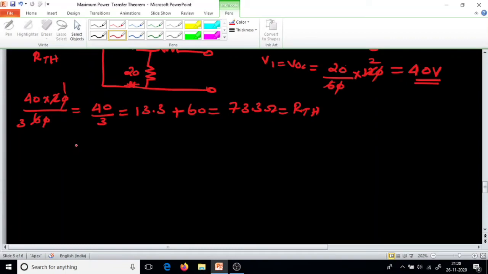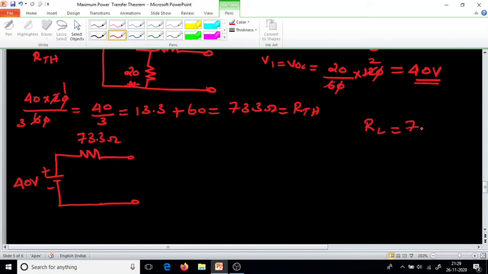Now we'll draw the equivalent circuit. Open circuit voltage, that is 40 volt, plus minus. Then we have a resistor 73.3 ohm. Now maximum power is transferred when RL equals 73.3 ohm. P max happens. Maximum power is transferred.